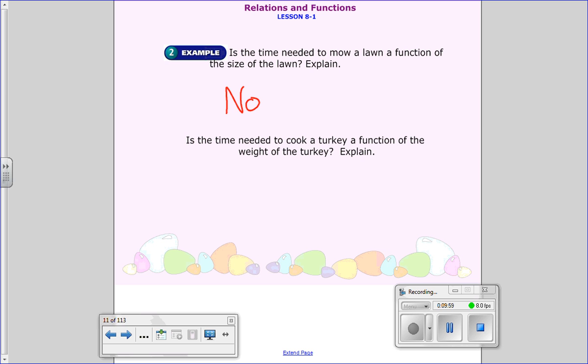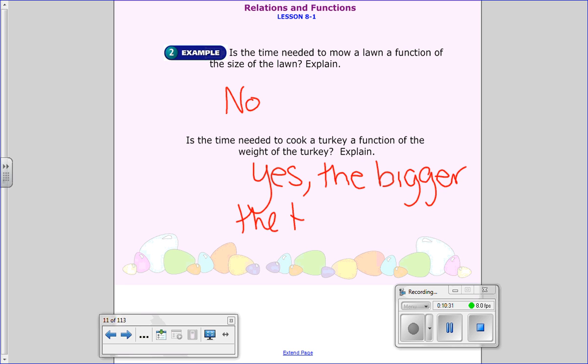And then here we have this one. Is the time needed to cook a turkey a function of the weight of the turkey? So I don't know if you've ever watched your parents cook a turkey. Usually, if you have a big family, you want a bigger one. If you have a smaller family, maybe you take a littler one. But does the time that it has to be in the oven relate to how big the turkey is? And in this situation, it'd be a yes, it does. Because the bigger the turkey, the longer it would take to cook.